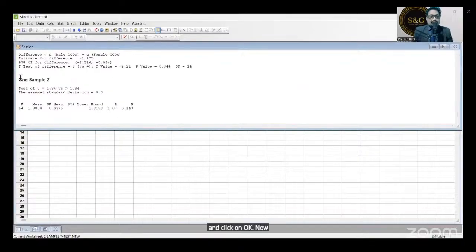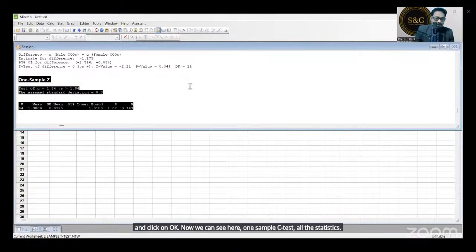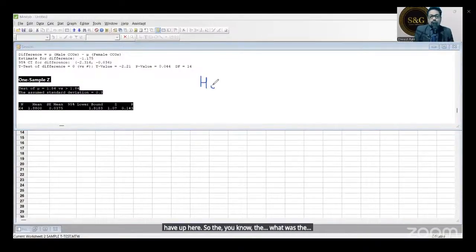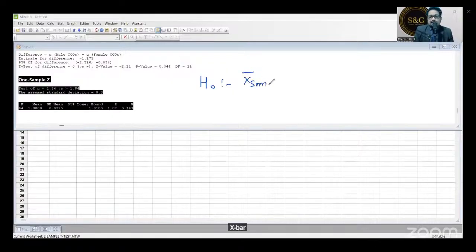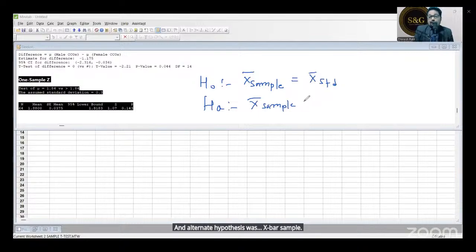Now we can see here the one sample Z test, all the statistics have appeared. So what was the null hypothesis here? The null hypothesis was X bar sample is equal to X bar, or you can say mu of standard, right? And the alternate hypothesis was X bar sample is not equal, in fact greater than X bar standard. Because we already knew the data, we have kept it that way. Or you can say not equal to as well.